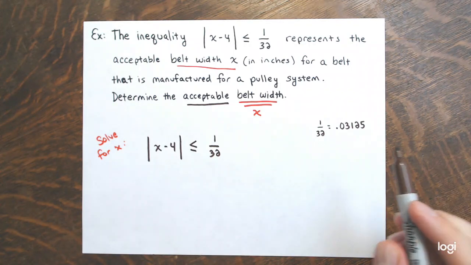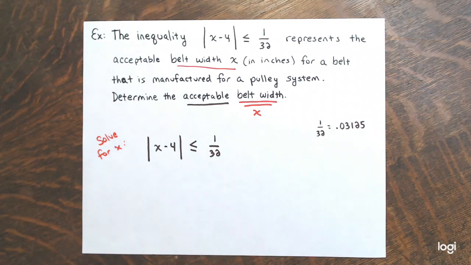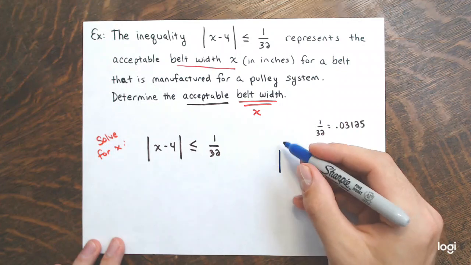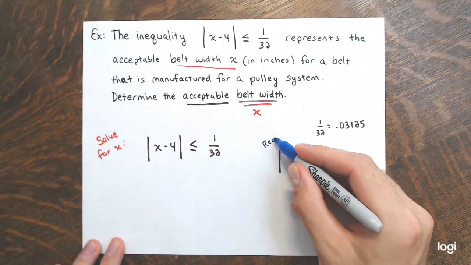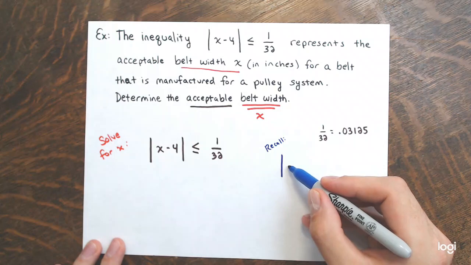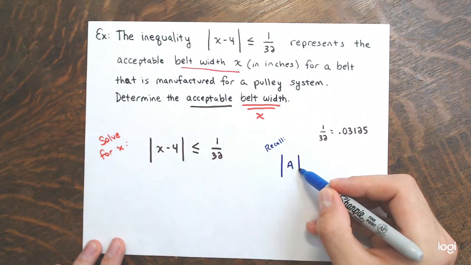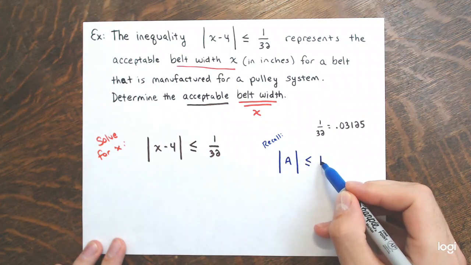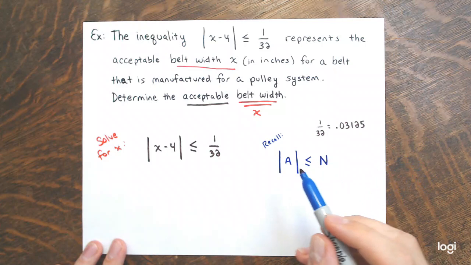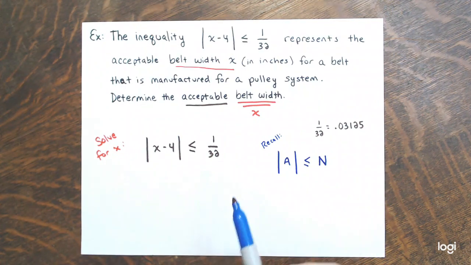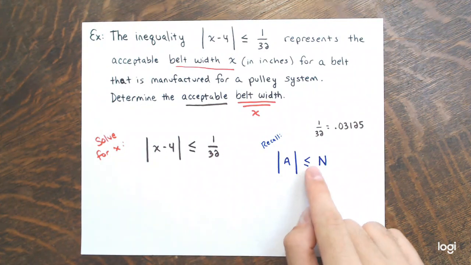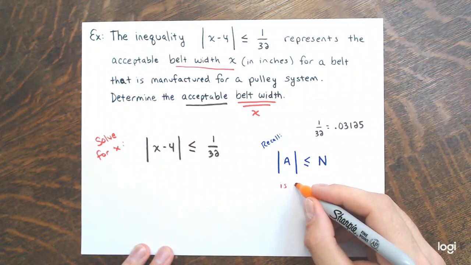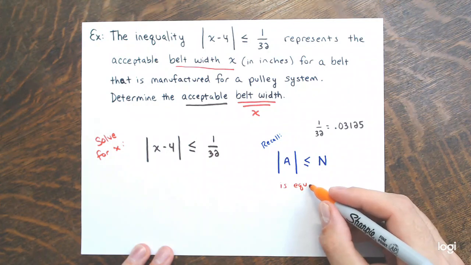Hopefully you recall this from a prior video. When we have the absolute value of some expression, which I'm going to call A, being less than or equal to some non-negative number, which I'll call n, and 1/32 is a non-negative number, this statement is equivalent to the following compound inequality involving the word and.